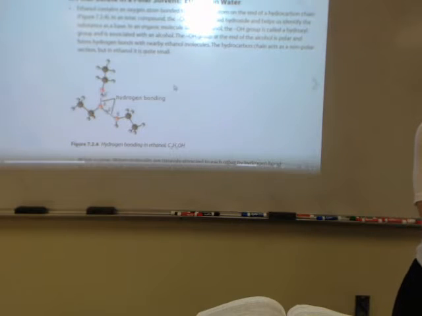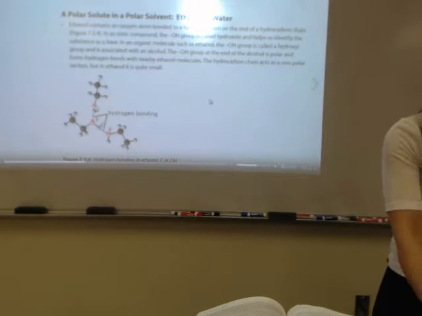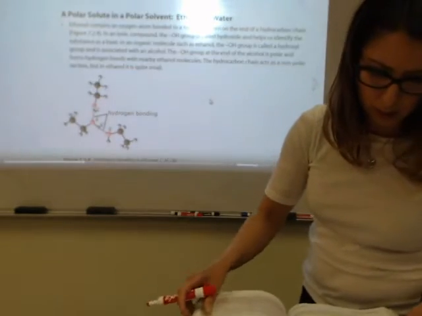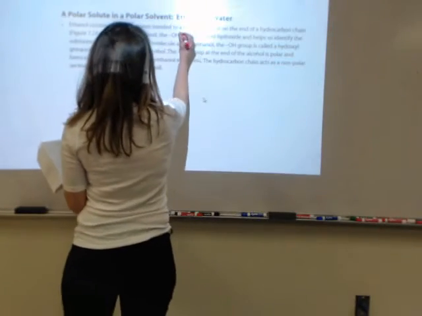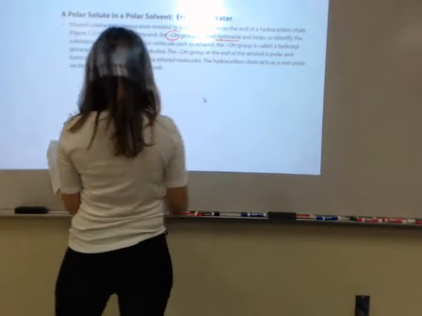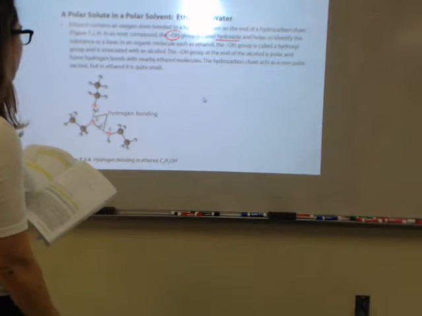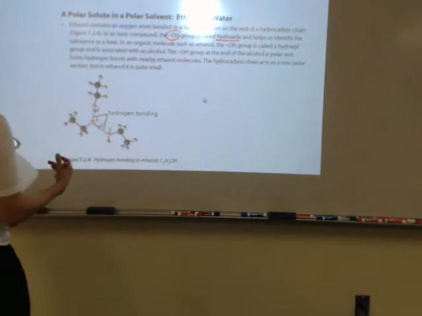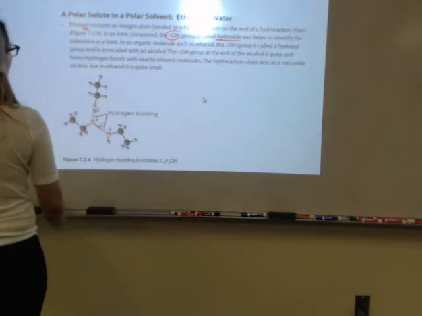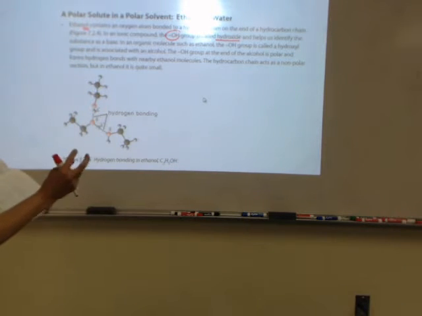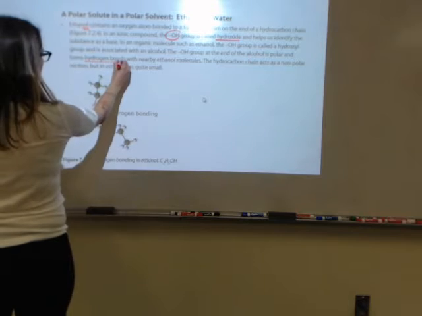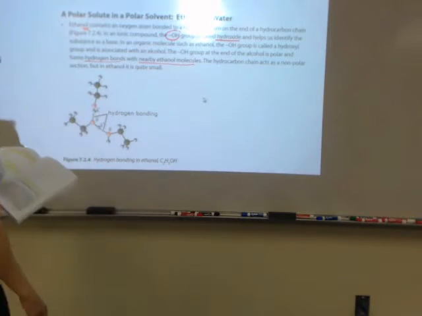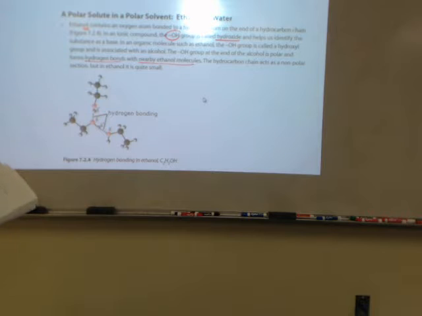All right, let's look at a polar solute and a polar solvent. This is ethanol in water. So ethanol is an organic compound and it has an OH group, which is called a hydroxide. And this OH is always on alcohols. That's why ethanol ends in OL. Alcohols end with those two letters in their names. And this is a polar molecule, and it has the ability to hydrogen bond with other ethanol molecules because of the OH bond that's within it.